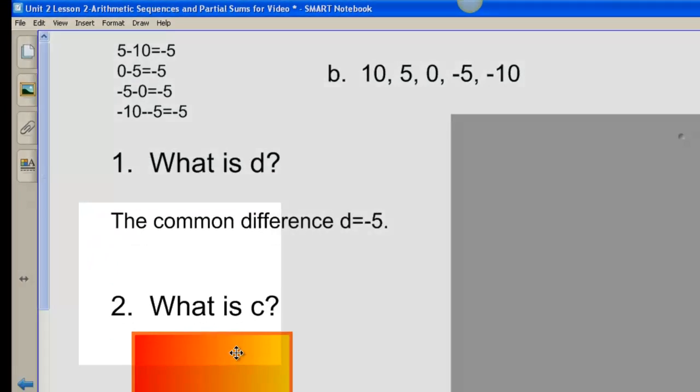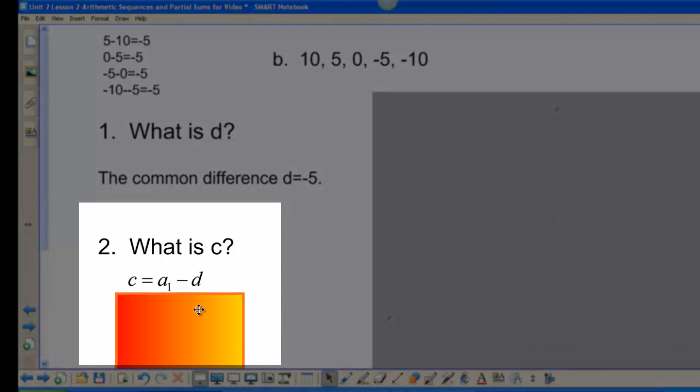Well, what is C? I still go back. C is equal to the first term of the sequence, subtracting off the common difference. So the first term is 10. I'm going to subtract off the common difference of -5. So my C is 15. So how can I put this all together?